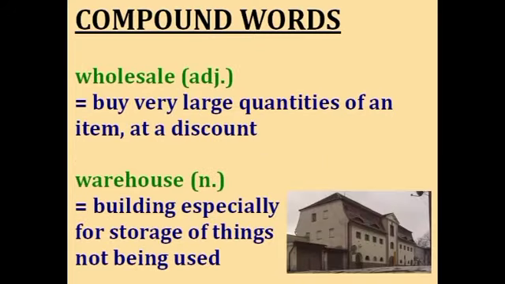Wholesale. Sometimes companies buy very large quantities of items from a manufacturer in order to get a discount. For example, they'll buy 10,000 pairs of shoes at a reduced price. This is called buying wholesale because they're going to then sell those shoes for a profit.